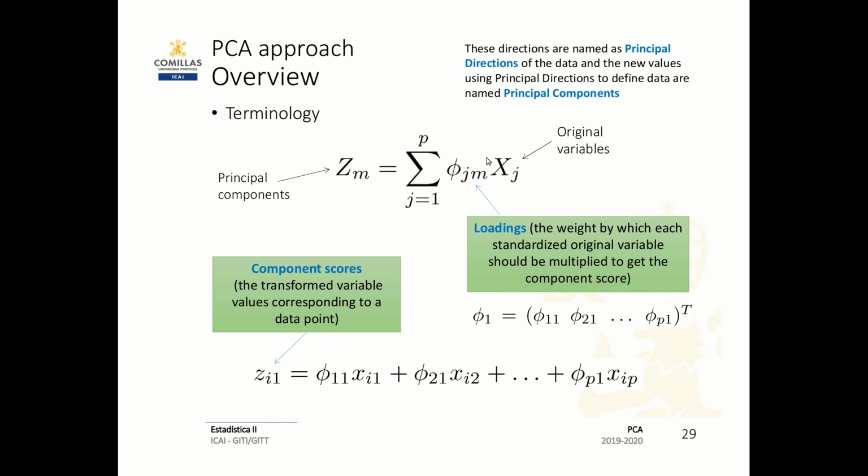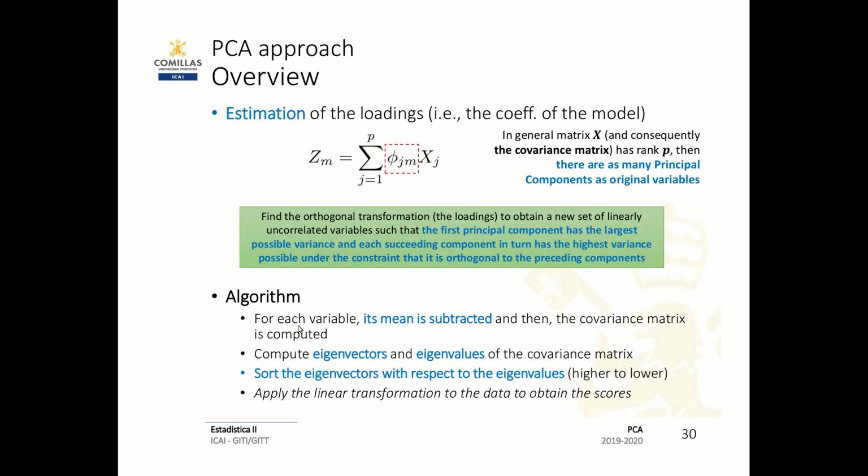The coefficients used to construct the linear combination are called the loadings, and then the specific projections of input data: for individual i, we have the observation of the first input variable, second, and pth input variable. So we project it and then we get a value, and this value is called the component score. Okay, so the point is how to calculate these coefficients, these factor loadings.